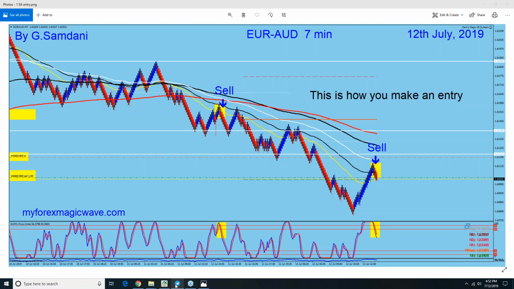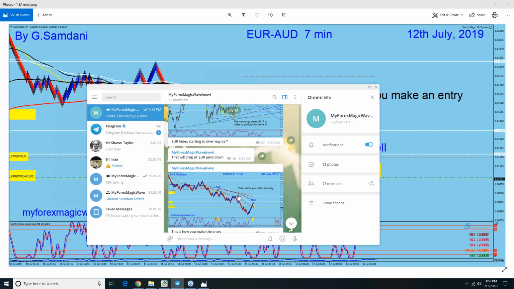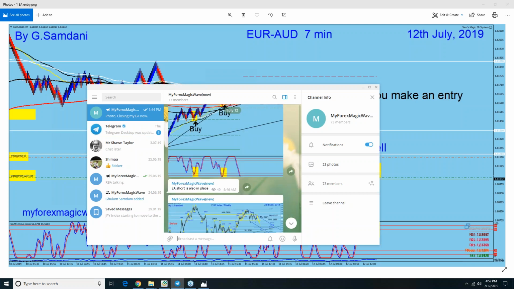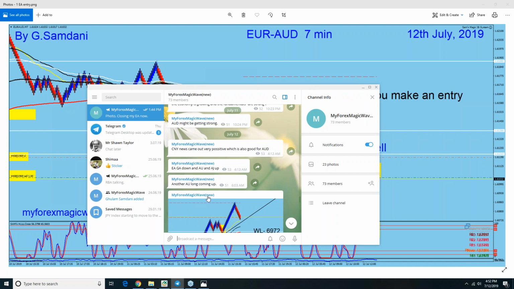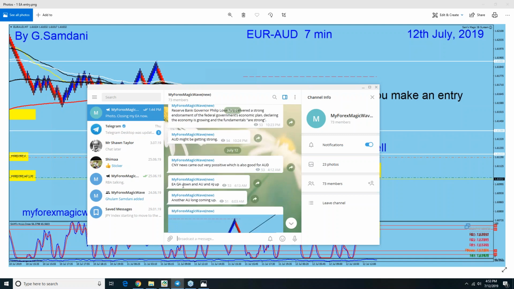So I recorded the chart, and this is how you make an entry. And even before that, in my Telegram channel, I said that here the EA short is also in place. When I was posting this, I said the EA is also making a short setup. And here I said China news, right? It came out good, and then EA and GA will go down because Aussie is gonna get strong, and AU and AJ up. You can see here EA and GA down, and AU and another AU long coming up.